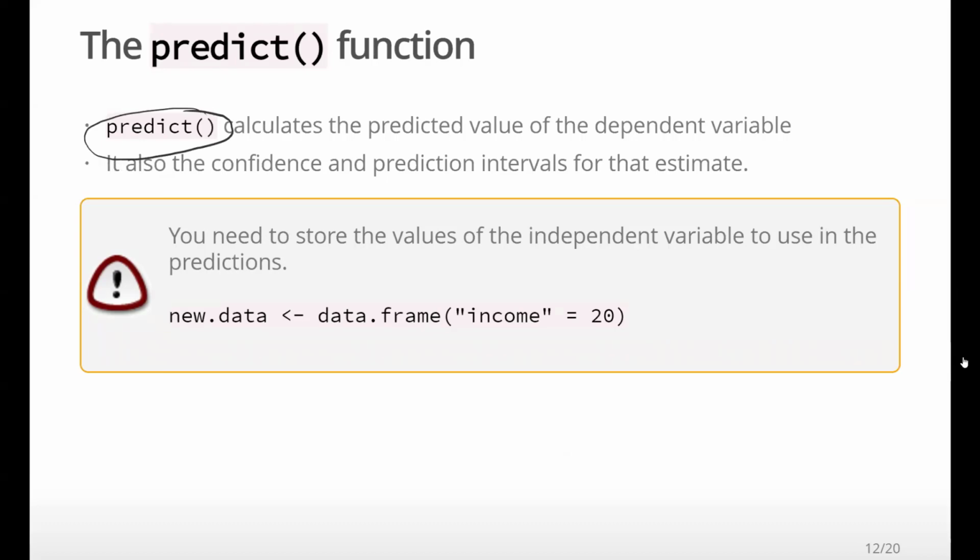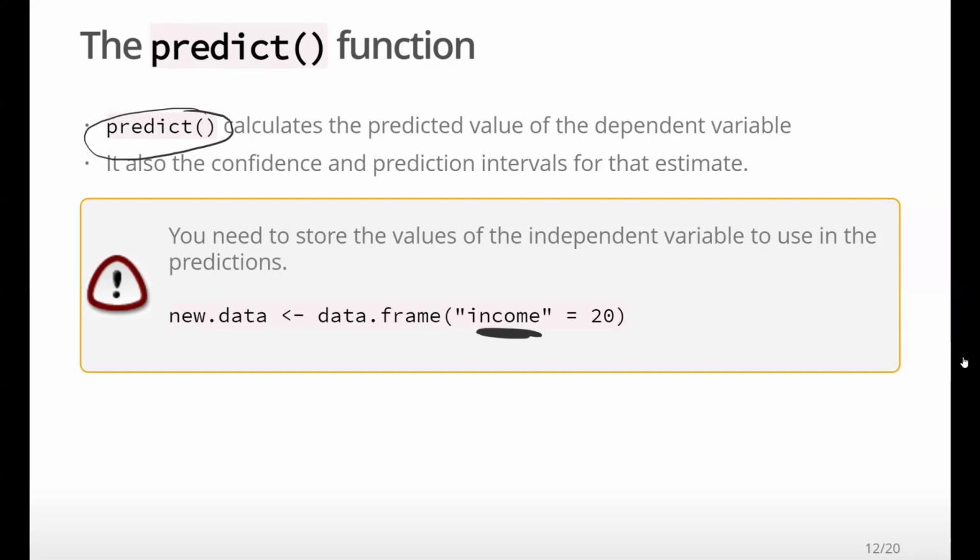Now, what predict is going to do is calculate lots of information about a prediction for you. You put in the new data, the data that you want to predict for, and it's going to spit out all kinds of information about that prediction. But to do that, we need to create a data frame that holds the new data in it. And that new data is going to be our values of income that we want to predict for. And you could do more than one value.